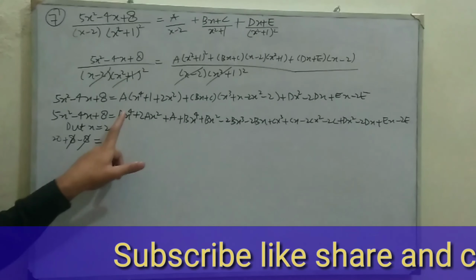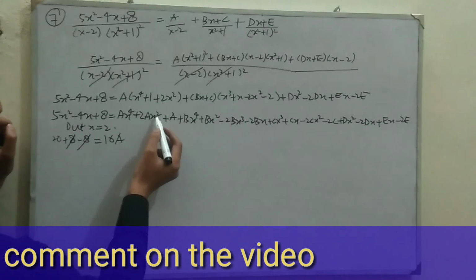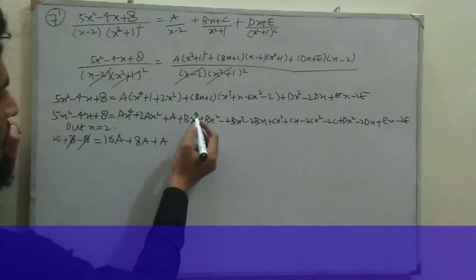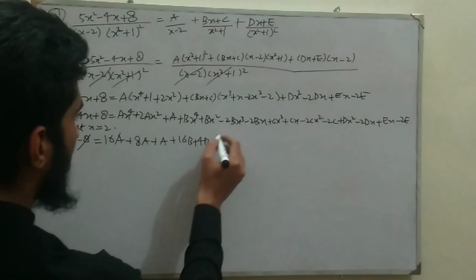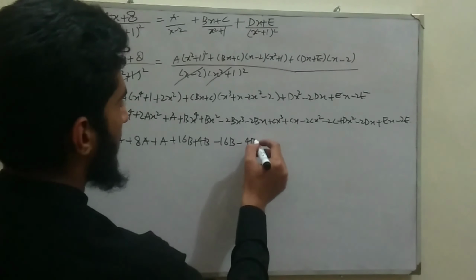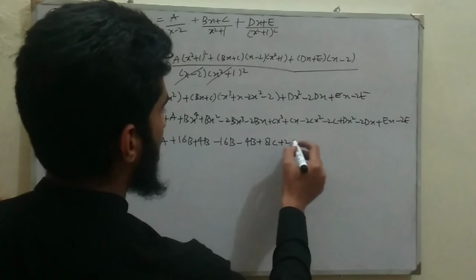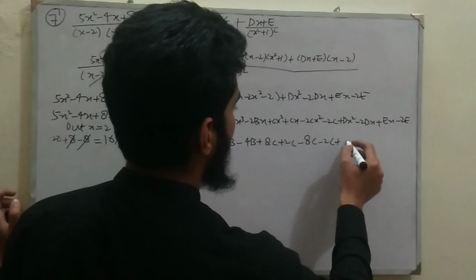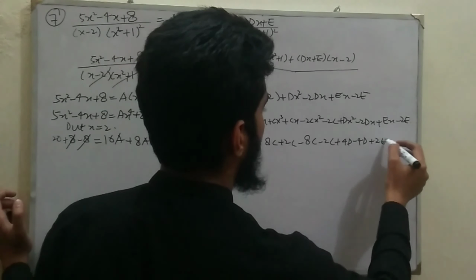So x power 4, 2 power 4, 8 gives us 16, 16a plus x square, so 2 square 4 multiply 2, it gives us 8a plus a, x power 4, so 16b and 4b minus x cube, so minus 16b, and here it's minus 4b and 2 cube, so 8c, and here it 2c, and here minus 8c and minus 2c and 4d minus 4d plus 2e minus 2e.